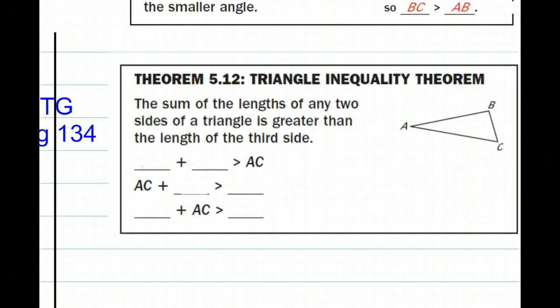Let's take a look at the triangle inequality theorem. It says that the sum of the lengths of any two sides of a triangle is greater than the length of the third side. So what that means is no matter how long the other two sides are, the sum has to be greater than the third side. The sum of any two sides has to be greater than the length of the third side.